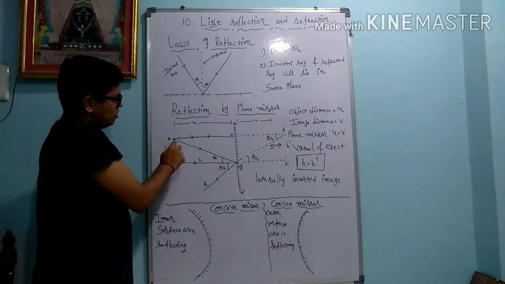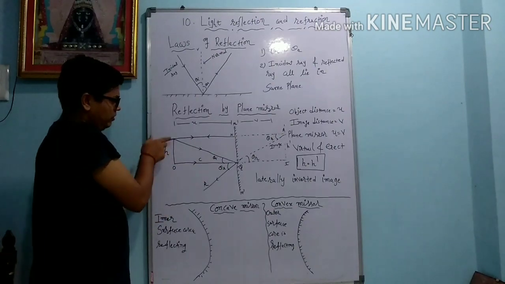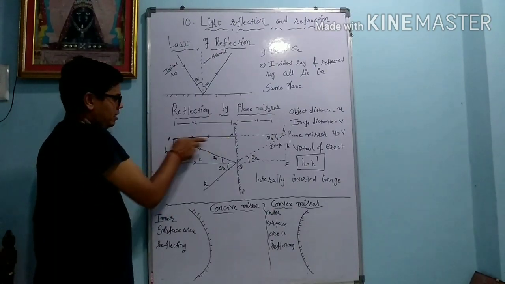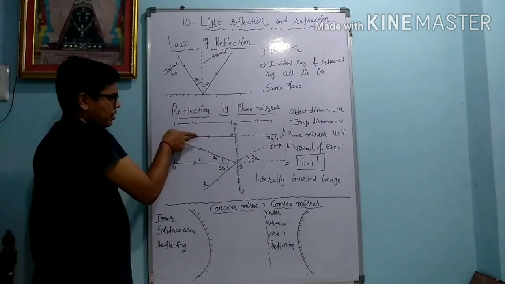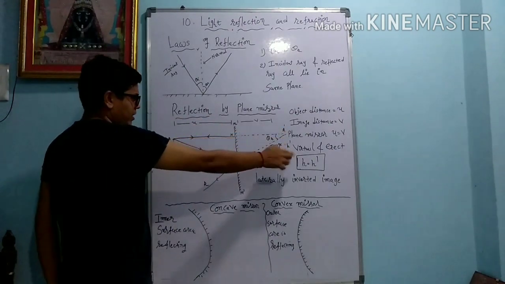To get the image, there are different rays. So many rays are there, but here we will use 3 rays. One ray, that is AN, goes in the parallel direction, AN, and comes back, to get the image.